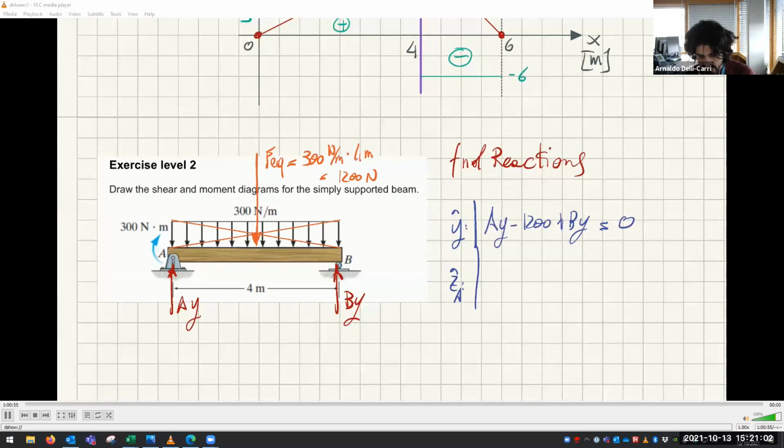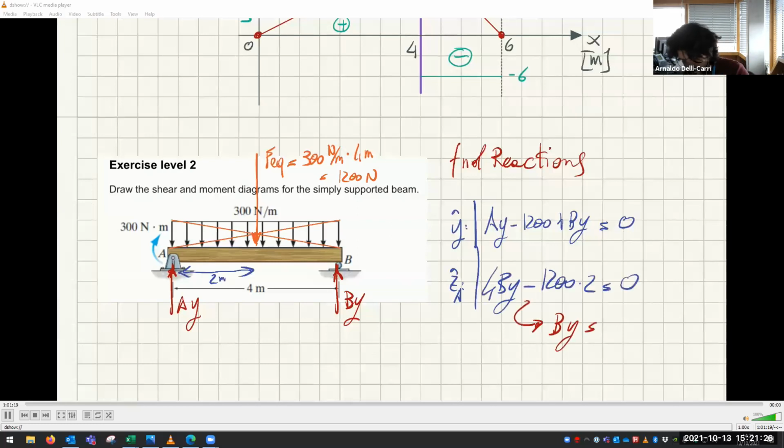And if I do the moment equation, this moment is negative, this moment is positive. So I get 4 BY minus 1200 times, of course, this is 2 meters now, 1200 times 2 equals 0. So from this equation, I get that BY is 600 newtons. Oh, no, I'm missing one thing. There is a 300 Newton meter moment. So let me do the equation.